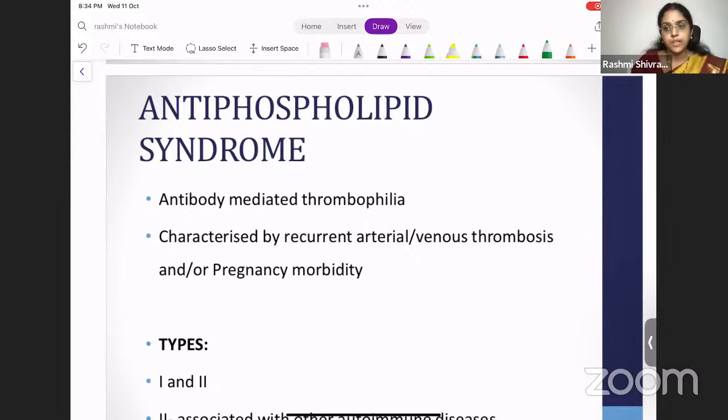There is hypercoagulability in the blood, because of which there is increased thrombosis. What happens because of the recurrent arterial and venous thrombosis? There can also be some pregnancy morbidity which is happening.